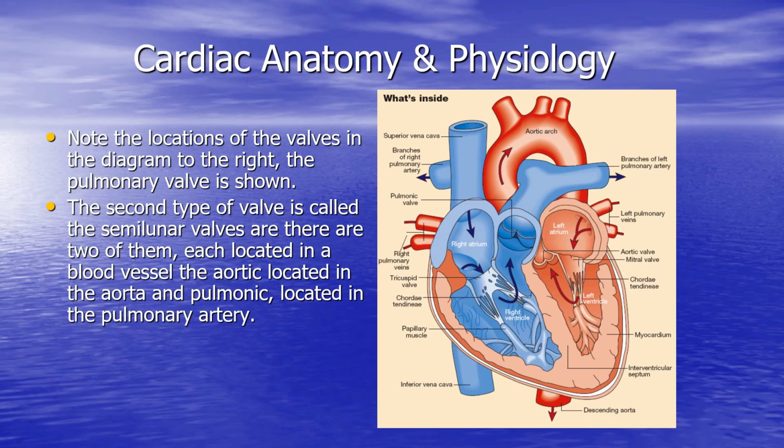The pulmonary valve or pulmonic valve is located within the pulmonary artery, and the aortic valve, which is not pictured here, is actually located in the aorta. But I want you to study this diagram carefully because it shows the relationship between the atria, ventricles, the valves, the attached blood vessels, and it also has a good picture of the intraventricular septum.